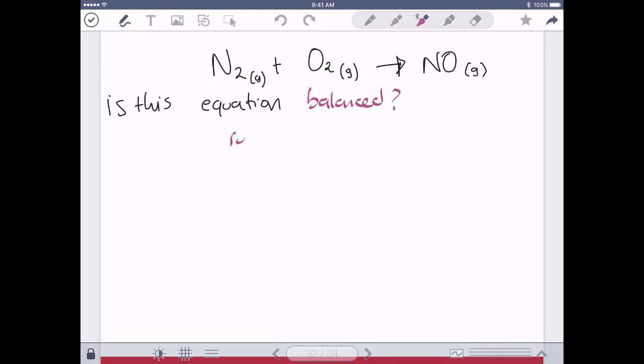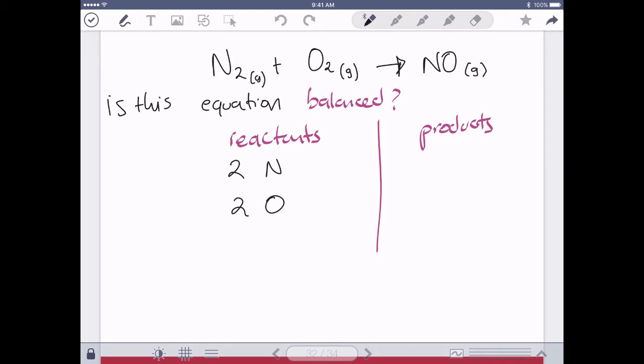So I go back to numbering my reactants against my products. I have 2 atoms of nitrogen and 2 atoms of oxygen in the reactants, and I have 1 atom of nitrogen and 1 atom of oxygen in my products. So is the equation balanced? No. Since it's not balanced, what can I do to balance the equation?